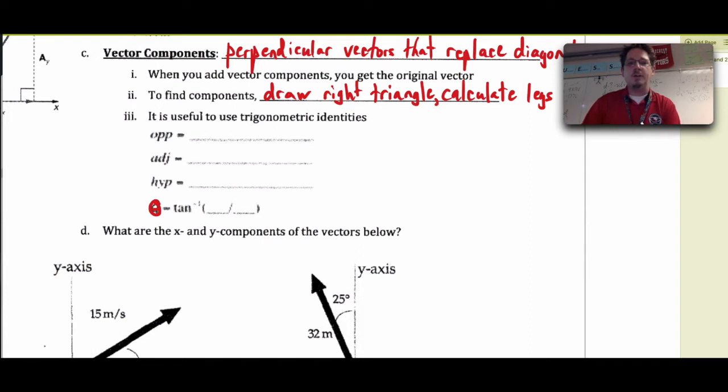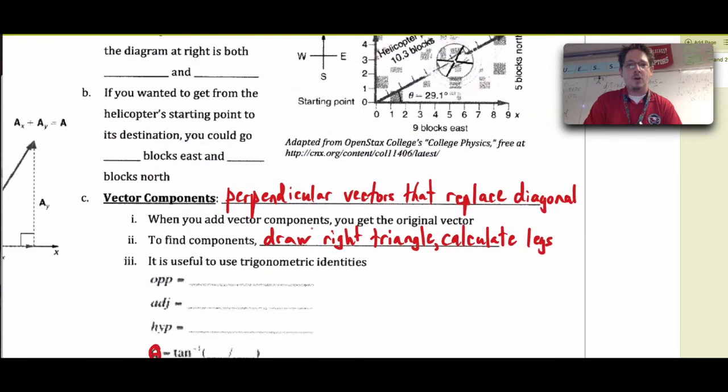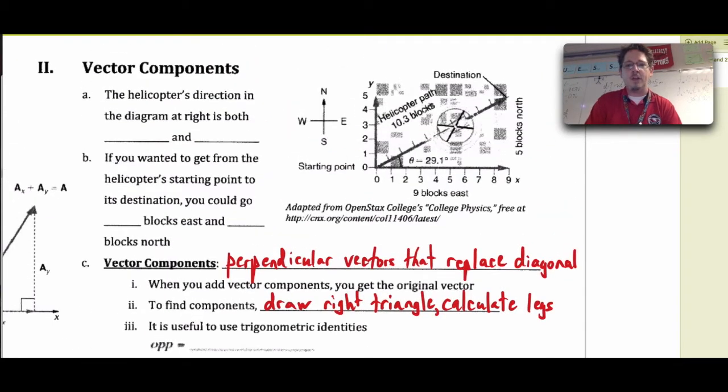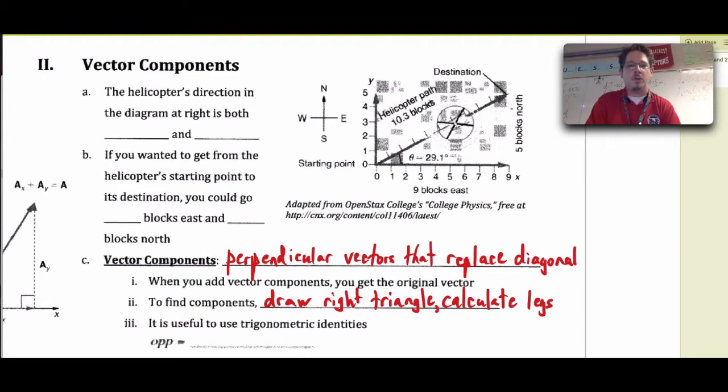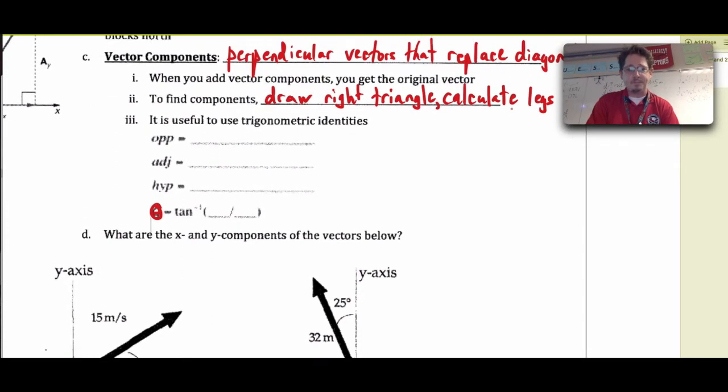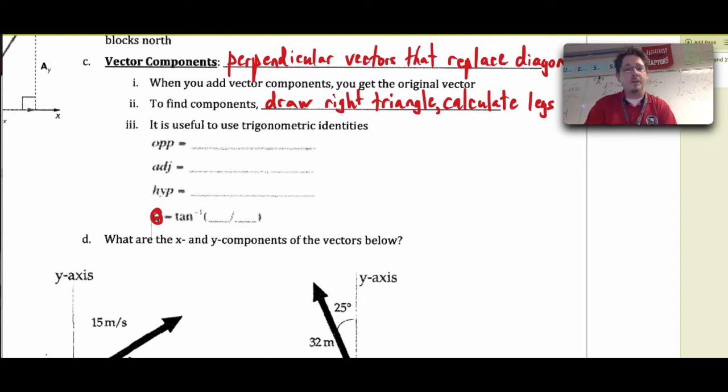Vector components are perpendicular vectors that we can use to get rid of some diagonal vector and replace with these, because adding up diagonal vectors is a pain, but we can replace some diagonal vectors with x or y components. Just as on this plotting of the helicopter's path, it was much easier to work out how far east and how far north it went.